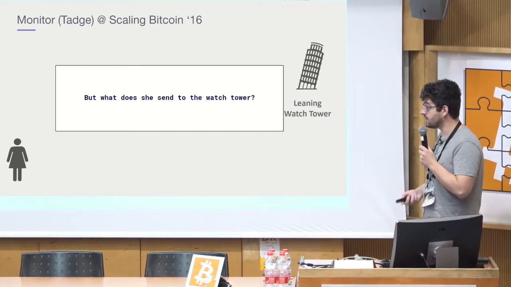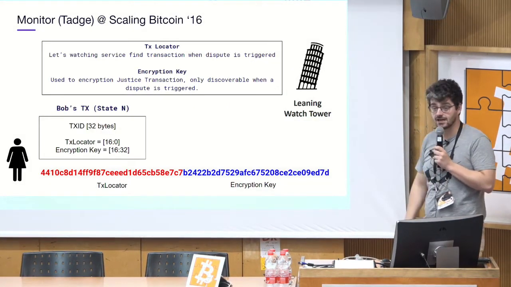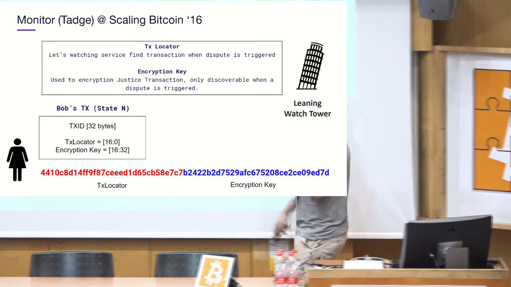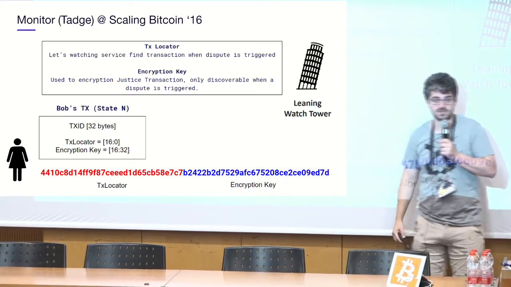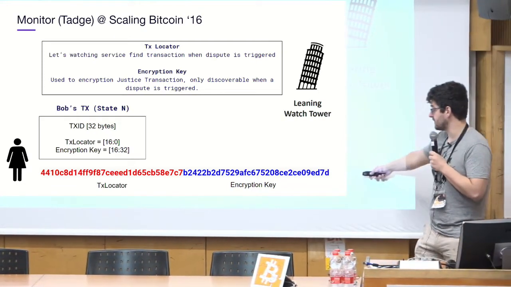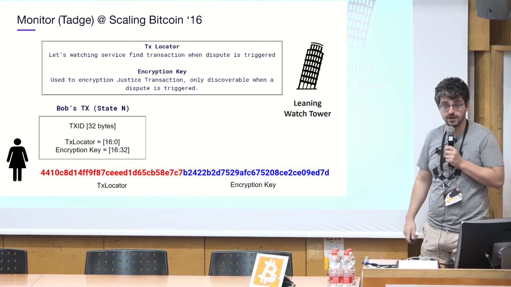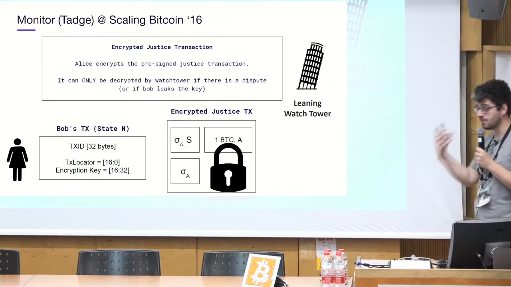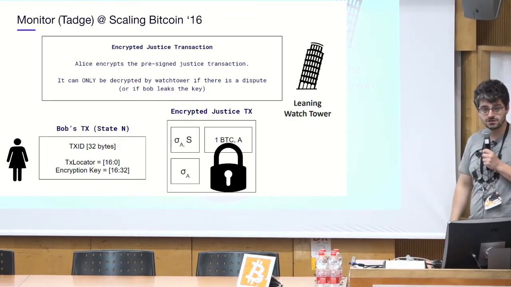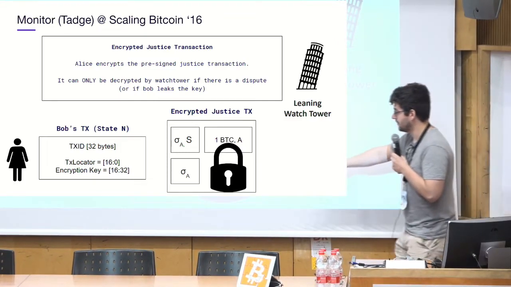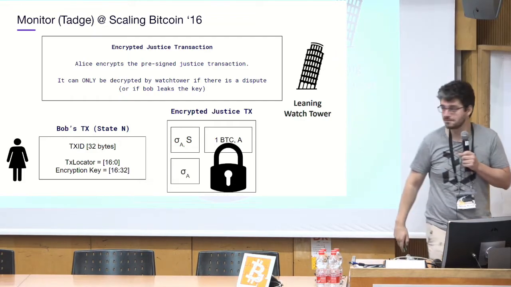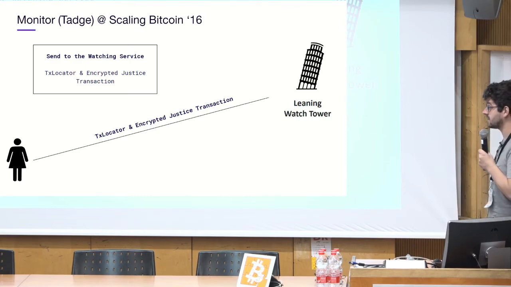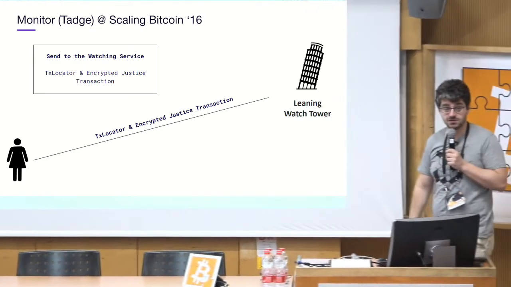Now what Alice is going to do is get Bob's transaction, get the transaction ID, and split it in half. The transaction locator will be given to the watchtower. The second half of the transaction ID will be the encryption key. Now she gets her justice transaction, gets that encryption key, and encrypts the justice transaction. So now it's locked. You can read it, but the watchtower can't read it. Okay? And what she's going to send to the watchtower is this transaction locator and the encrypted justice transaction as well.